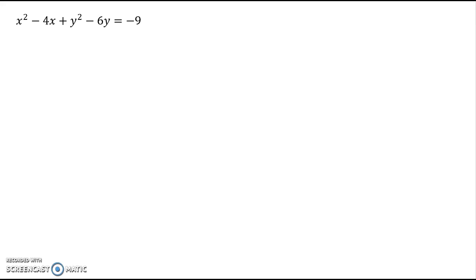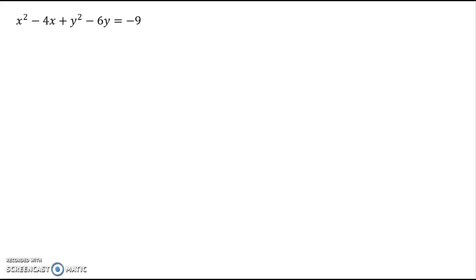equals negative 9. If you notice, this looks a lot different than when we were solving by completing the square, because on the left-hand side, I've actually got two variables. I've got an x and a y. But fortunately, my constant is already moved over to the right. I already have negative 9 on the right-hand side. So what we're going to do is basically use completing the square twice, once with x and once with y, but we can do them all on the same step.